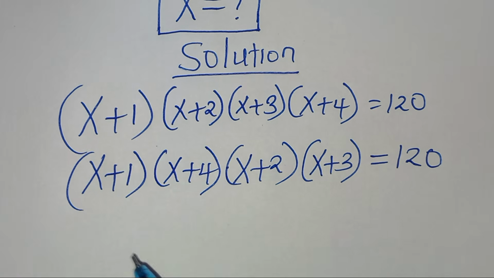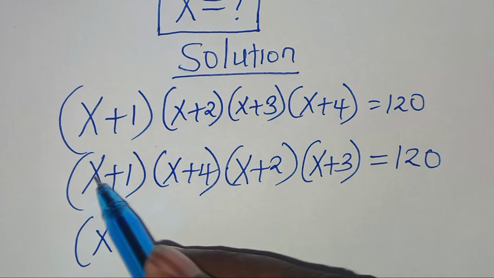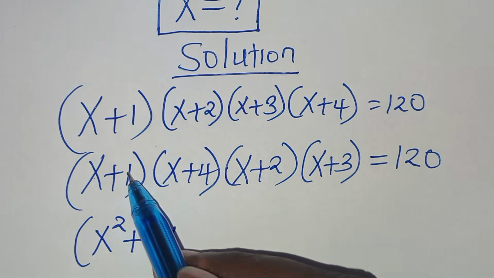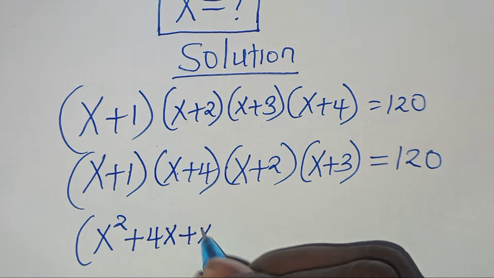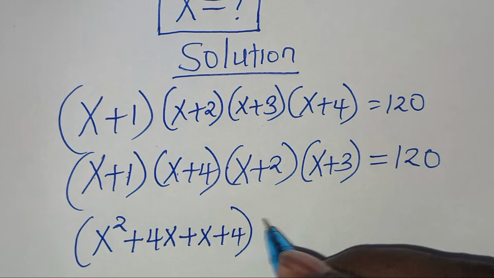Now the next step is that we have x times x. This is x to the power of 2. Then x times 4, we have plus 4x. Then we have 1 times x. This is plus x. Then we have 1 times 4. This is plus 4. Close the parenthesis.